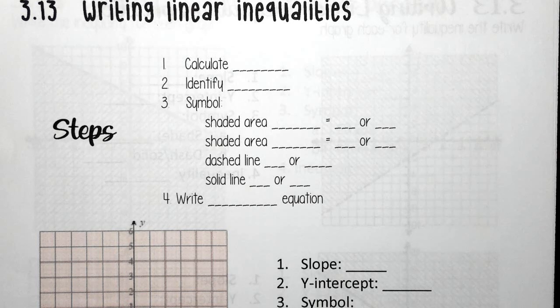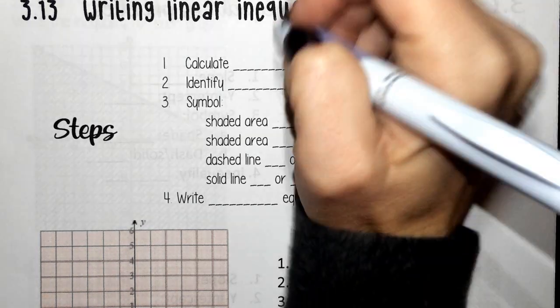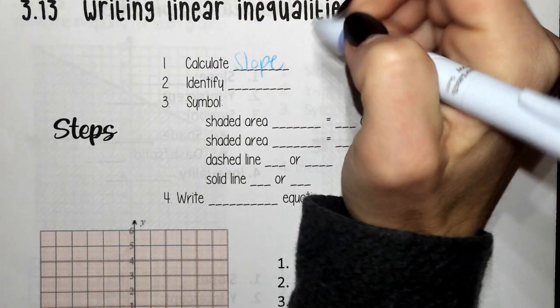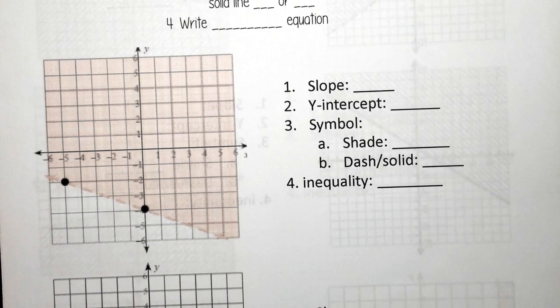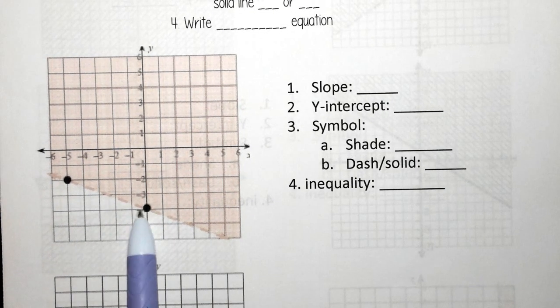Let's write our linear inequalities if we are given a graph. So our first step, the first thing we need to do is to calculate our slope. So let's go example first. Remember two ways to do that.